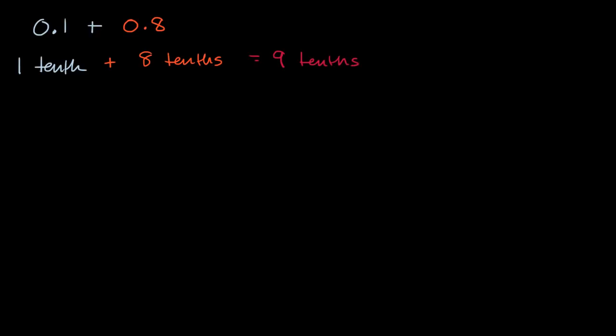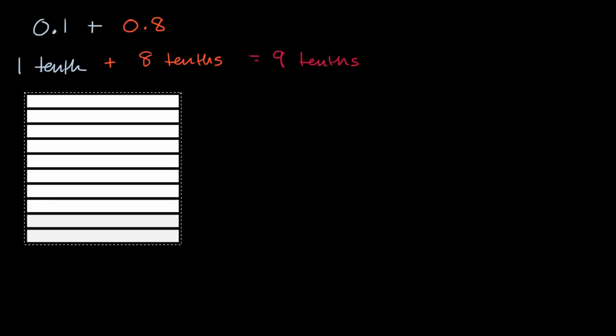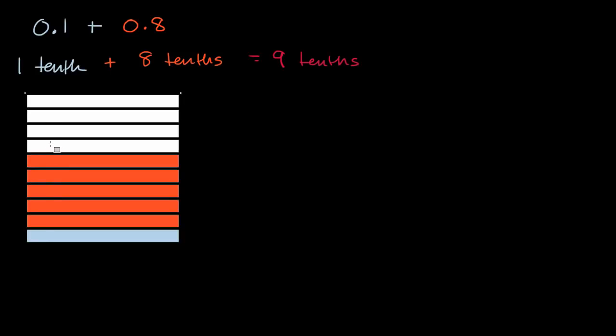Another way, we could think about it visually. So let's say we take a whole and we were to divide it into tenths, which we have right over here. So if we say this whole square is a whole, we divide it into 10 equal sections. So each of these white bars you can view as a tenth. So we have 1/10. So let me fill that in. We have 1/10 right over there. And to that, we want to add 8/10. So 1, 2, 3, 4, 5, 6, 7, 8.